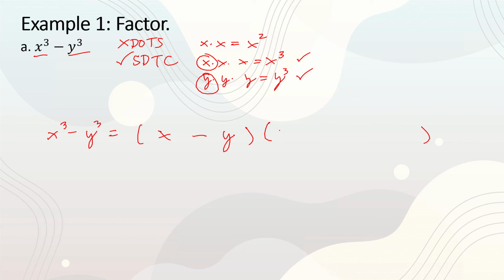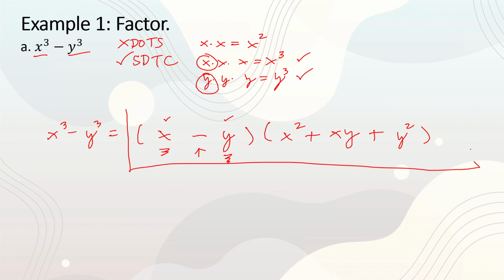Next, in our trinomial, if this is the first term, you get its square. Next is to get the opposite of minus. The opposite of minus is plus. Then, whatever is your first and second term in our binomial, you get its product. So x times y, xy. Always positive. And lastly, the second term, you get its square. The square of y is y squared. There you go. The answer is the quantity of x minus y times the quantity of x squared plus xy plus y squared.